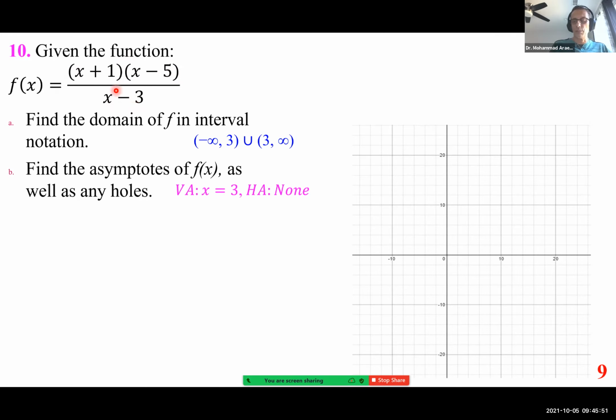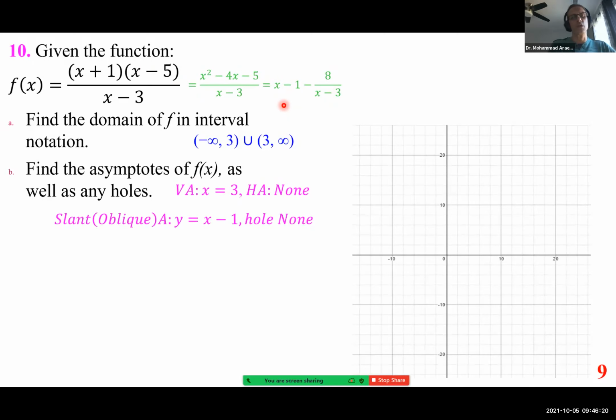So you have to divide the top by the bottom. If we multiply them through, we get x squared minus 4x minus 5. If we divide by it, we get x minus 1 minus 8 over x minus 3. I'm assuming everybody can do all of this. This is either long division or synthetic division. This is your remainder. So this part, y equals mx plus b, y equals x minus 1 in this case, is the slant asymptote. Y equals x minus 1.